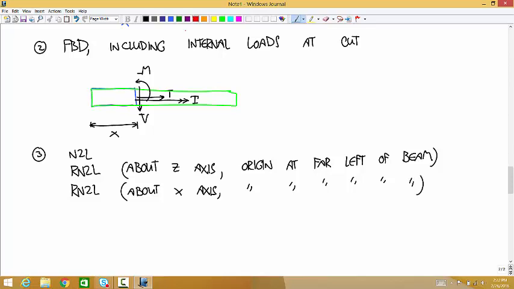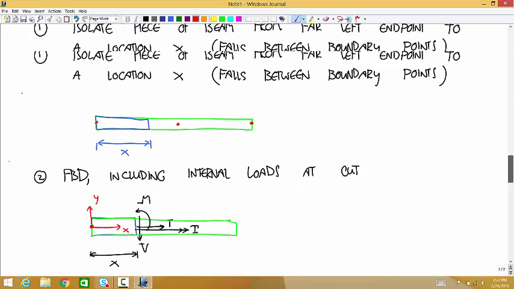Okay, so our coordinate system is always going to be this. The x-axis along the long axis of the beam, y-axis there, z out of the page, and the origin is always at the far left of the beam.